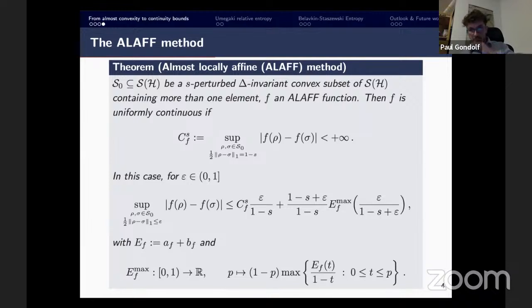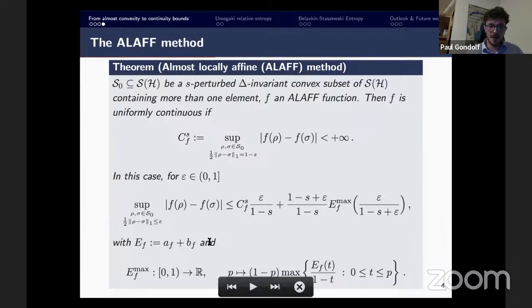That might not be obvious from this representation, but EF is created from our original AF and BF functions that are the defining functions, or that are the functions that make F an ELAF function. So they vanish as we send P to 0, and further are non-decreasing, which means this EF max function that we defined here coincides with EF on the interval 0, 1/2. And the reason why we create this function is that we want a function that is actually non-decreasing on the whole interval 0, 1. So we needed to make this definition.